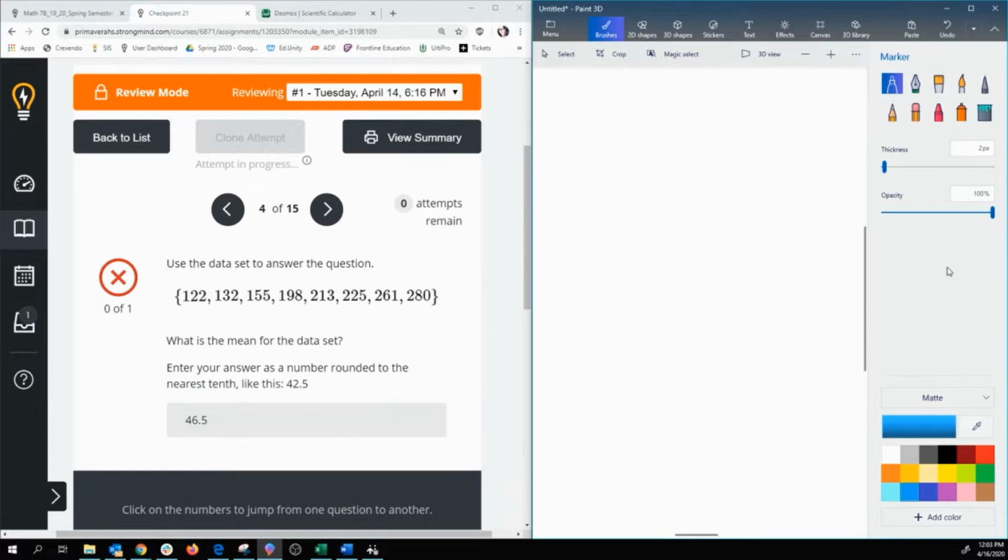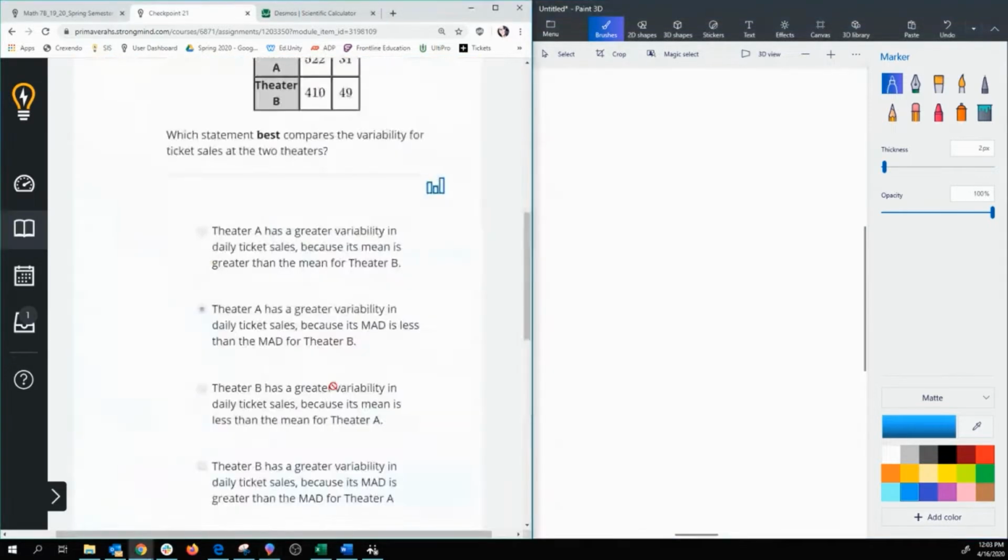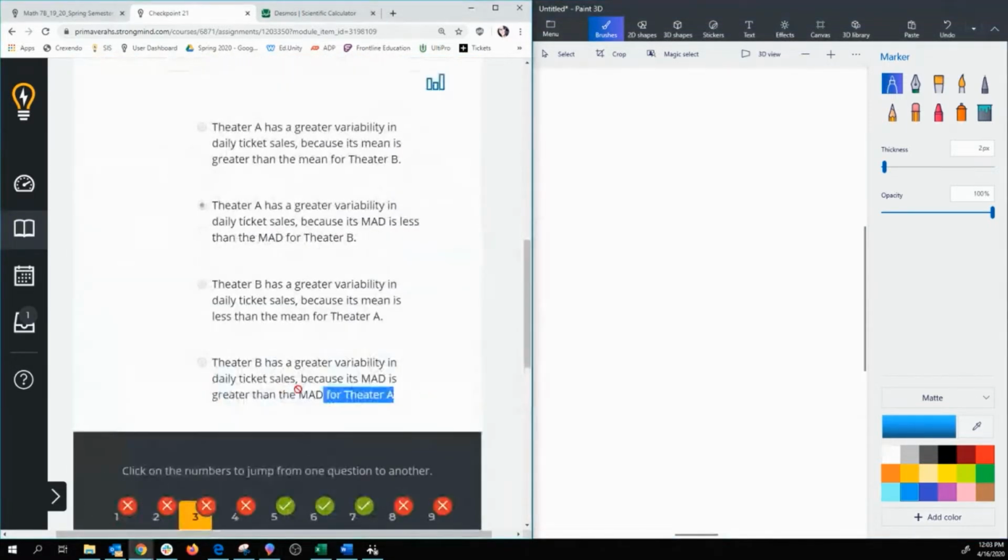For that last problem, Dawson? For the last problem, data set B has a greater variability. There's only one answer that has data set or theater B first and is using their mean absolute deviation.